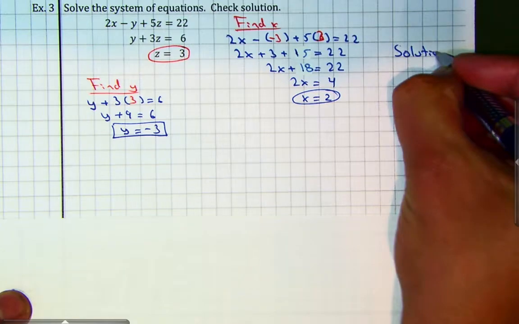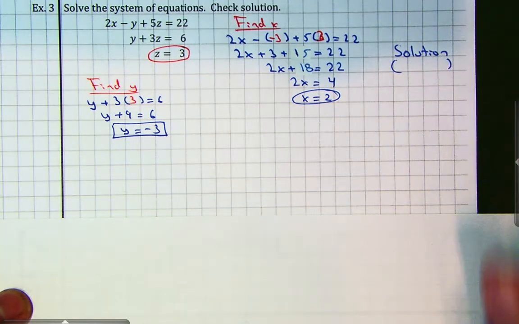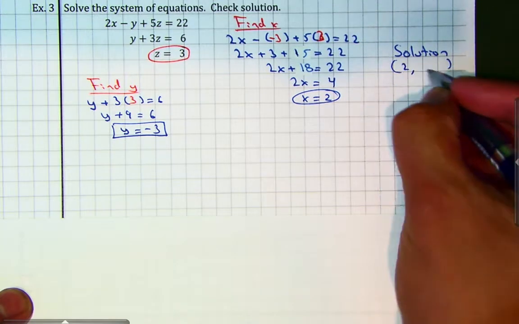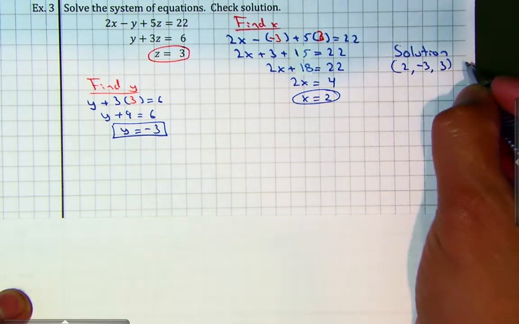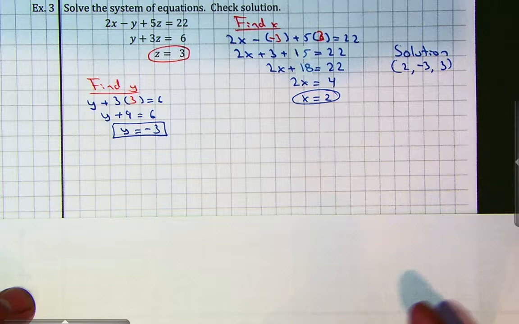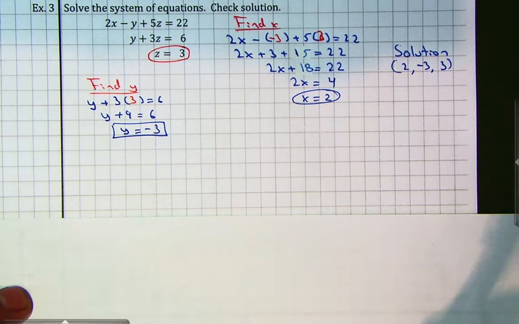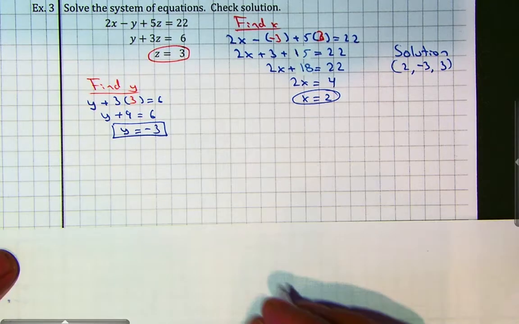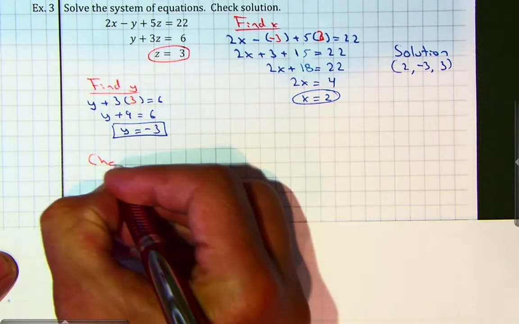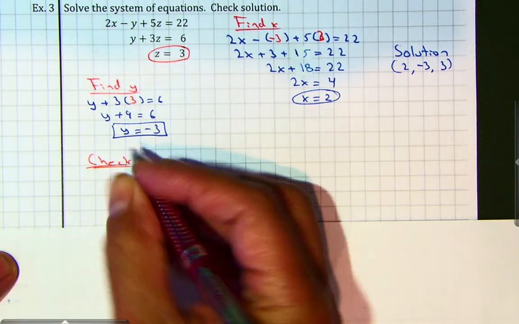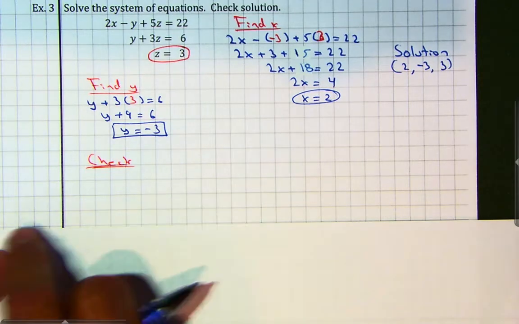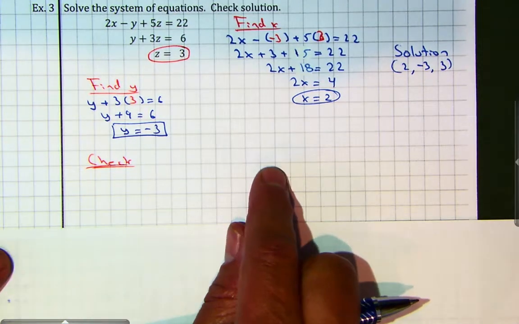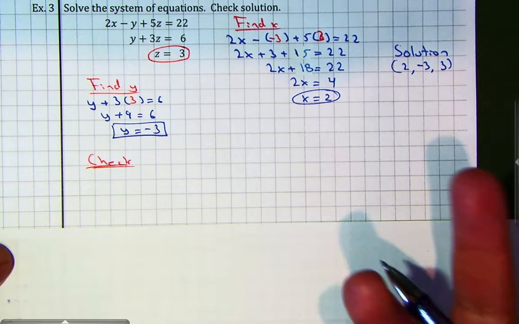My solution is the intersection of all three planes. In this case it is 2, negative 3, positive 3. Now I need to check my solution. Let's go and check it algebraically. Checking is a very quick process. So you should be checking your answers on every single problem. You are only asked to check it on specific problems, but ideally you should check it every single time.